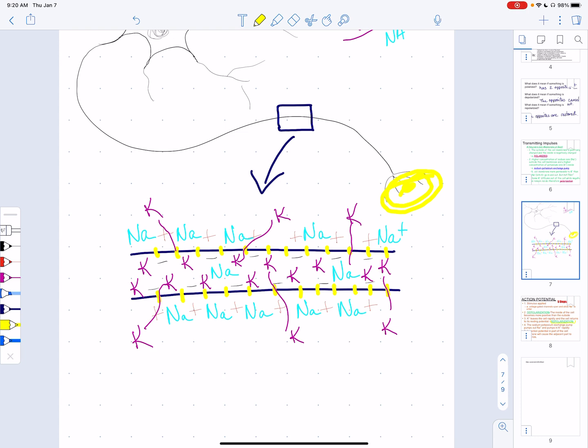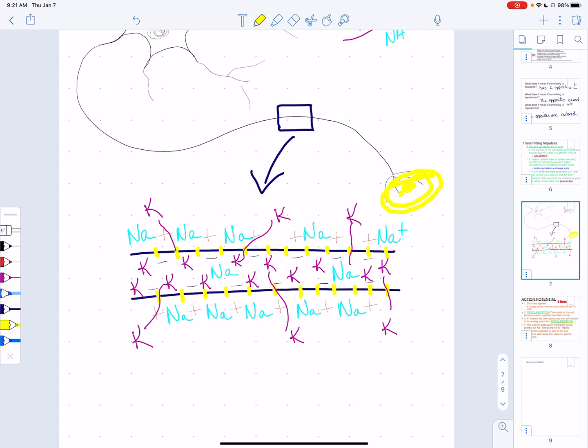I want you guys to know that our next video will be regarding the synapse. And the synapse is what I am drawing in yellow here at the end of the neuron, at those synaptic terminals.